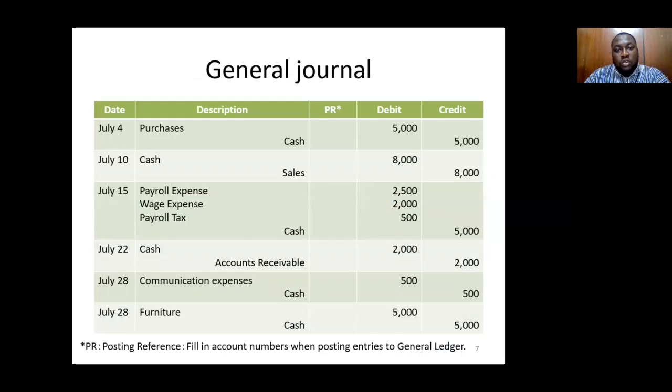This is an example of a general journal. All the journal entries are recorded in the general journal. This example is in respect of ABCD Company Limited financial transactions for the month of July, in terms of purchases, cash, payroll expenses, communication expenses, and furniture purchased for the month of July.